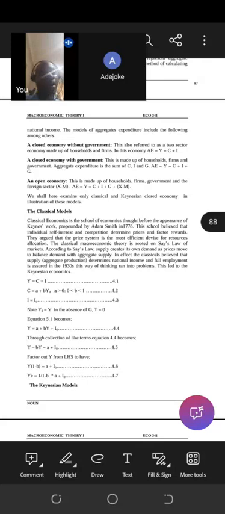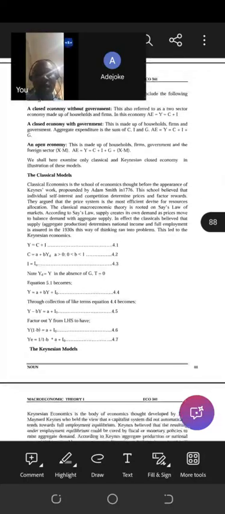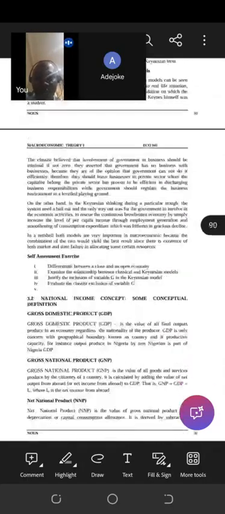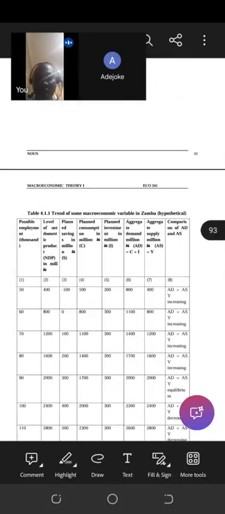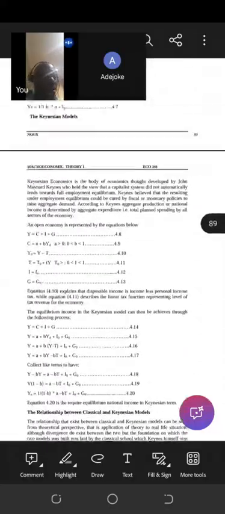Again, it is important to note that AE is not always equal to Y. At equilibrium, AE is equal to Y. So the formula AE equals Y holds only at equilibrium. Do you understand? We should have a graph, we should draw a graph here, but it's okay.